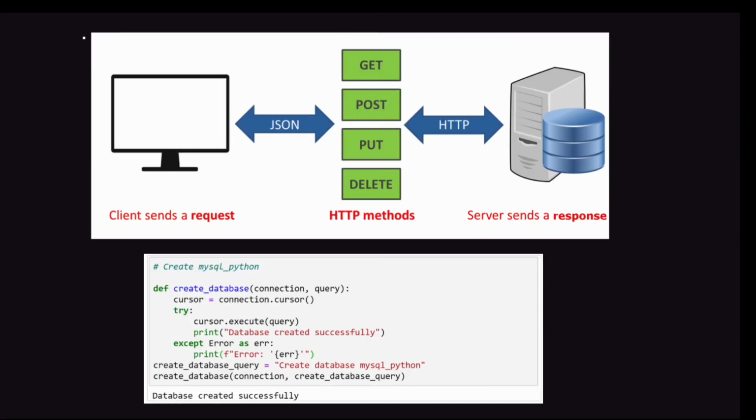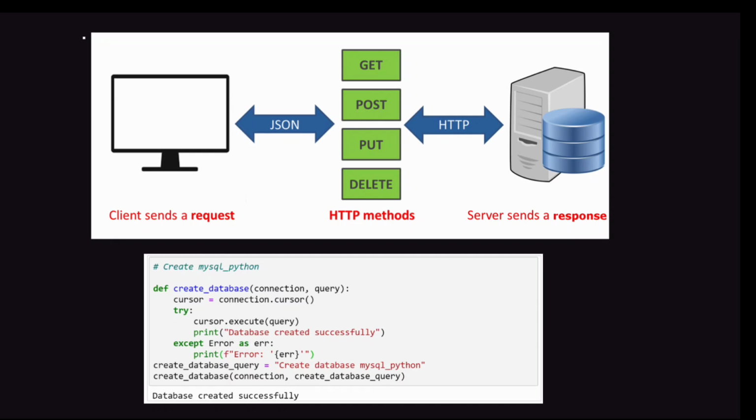Now there is a simple code for MySQL. Def: we have created one function, create database. In that we have passed two parameters, connection and query. Now in Python, in the new version of Python, we have one term called cursor. Using that cursor, we can connect SQL to Python and directly execute queries.